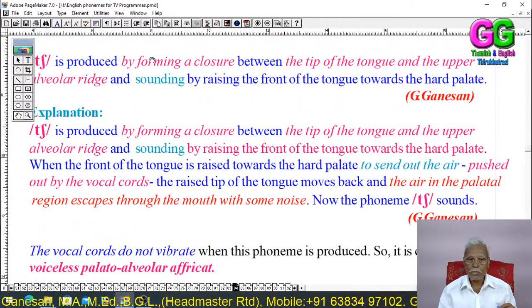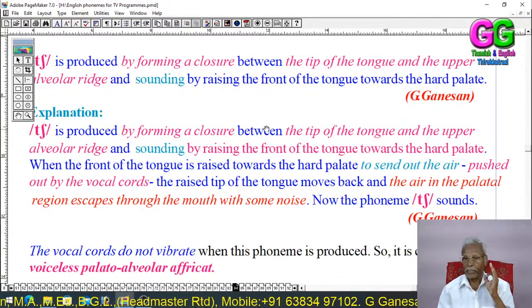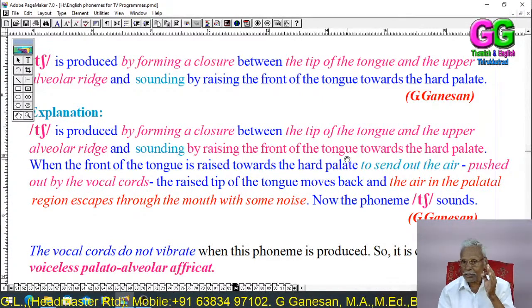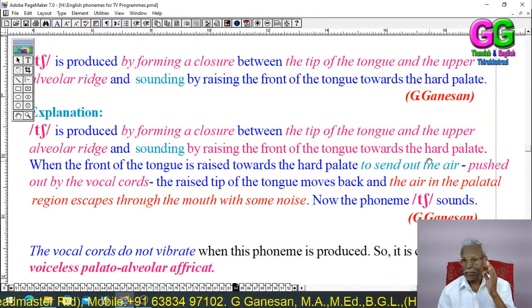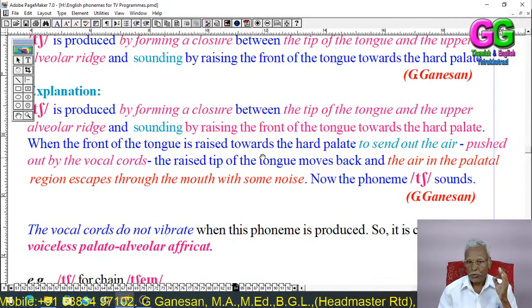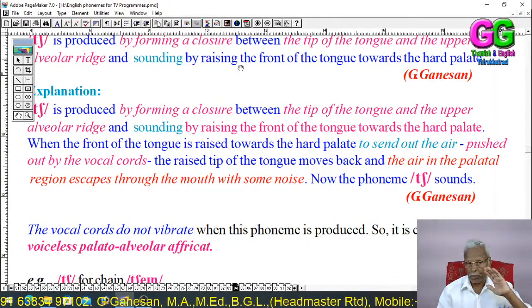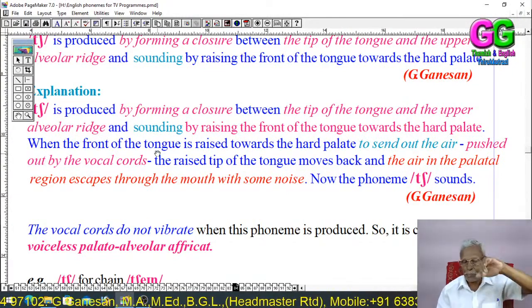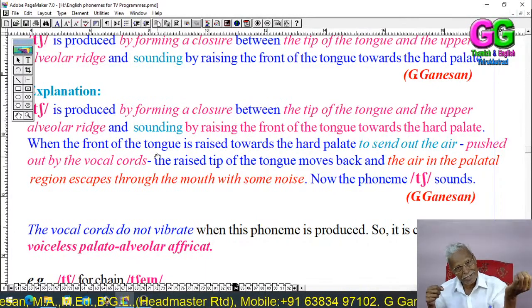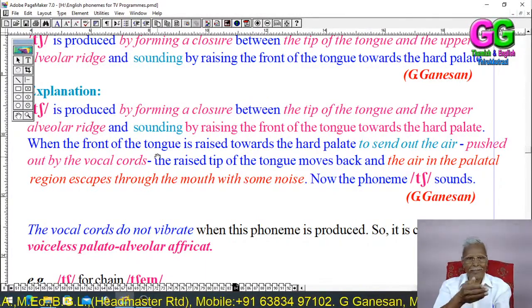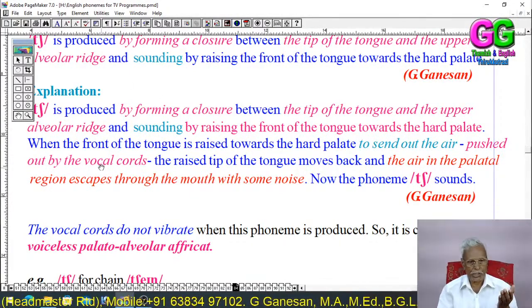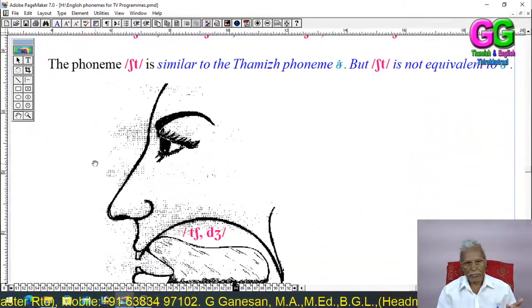Each is produced by forming a closure between the tip of the tongue and the upper alveolar ridge, and sounding by raising the front of the tongue towards the hard palate. When the front of the tongue is raised to send out the air pushed out by the vocal cords, the tongue tip, already in contact with the upper teeth ridge, gets released and moves back, and the air in the palatal region escapes through the mouth. But this is my explanation. Now let us see the diagram.